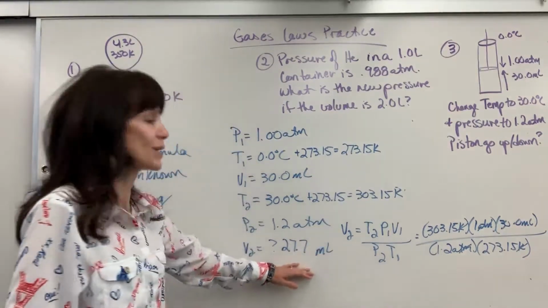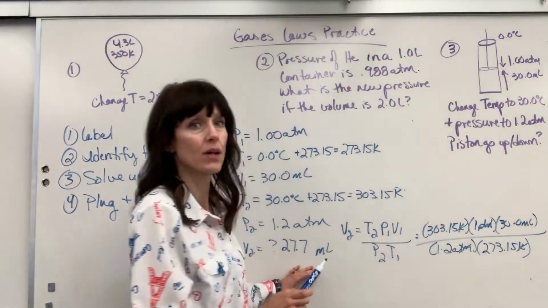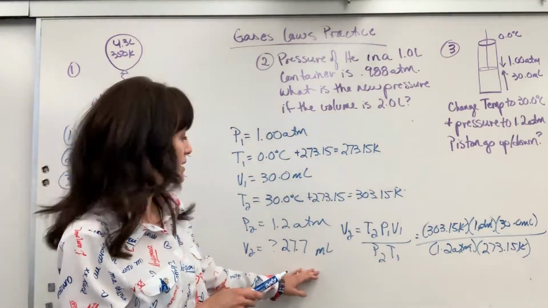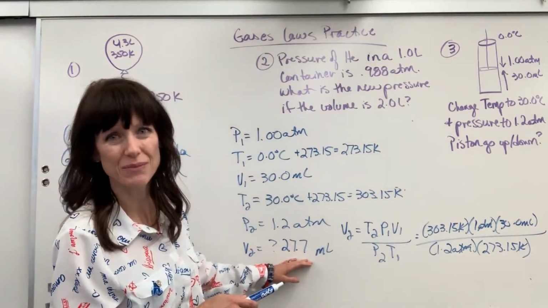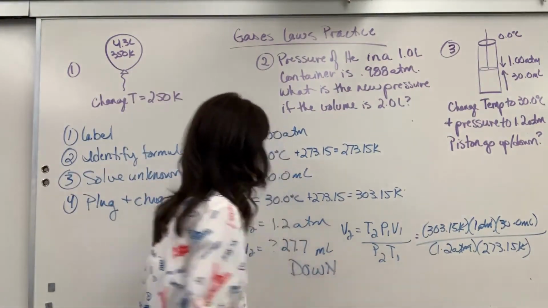27.7 mL. So to answer the question, is that piston going to go up or down? Well, it was originally at 30 mL. Now it's going to be at 27.7 mL. It will go down.